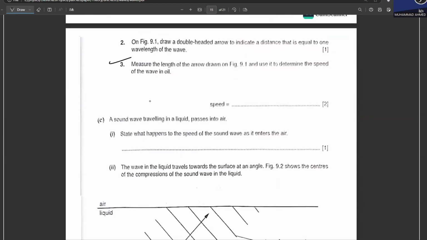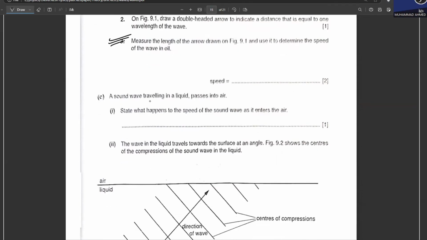Let's further move ahead. Part 3 is basically measuring things. So digitally, it's not possible. You can do it at home.